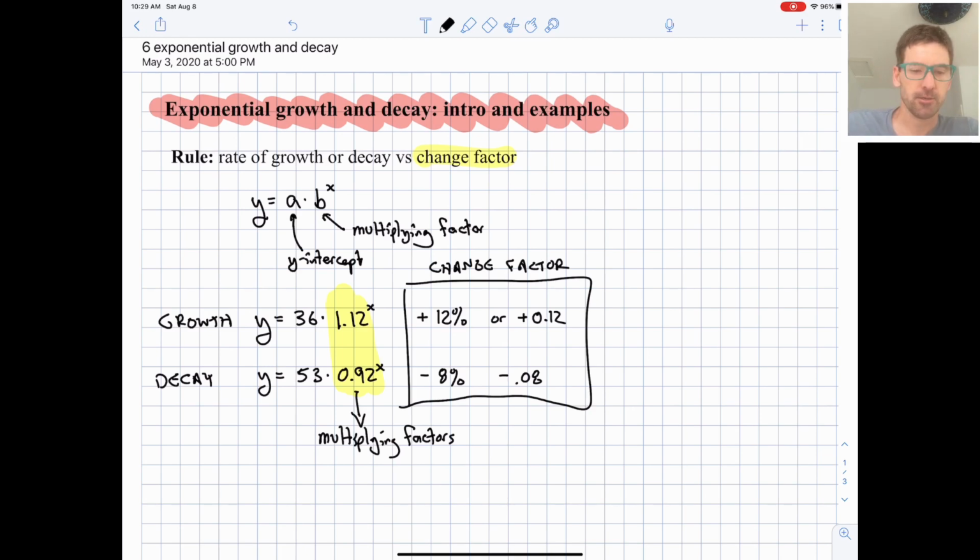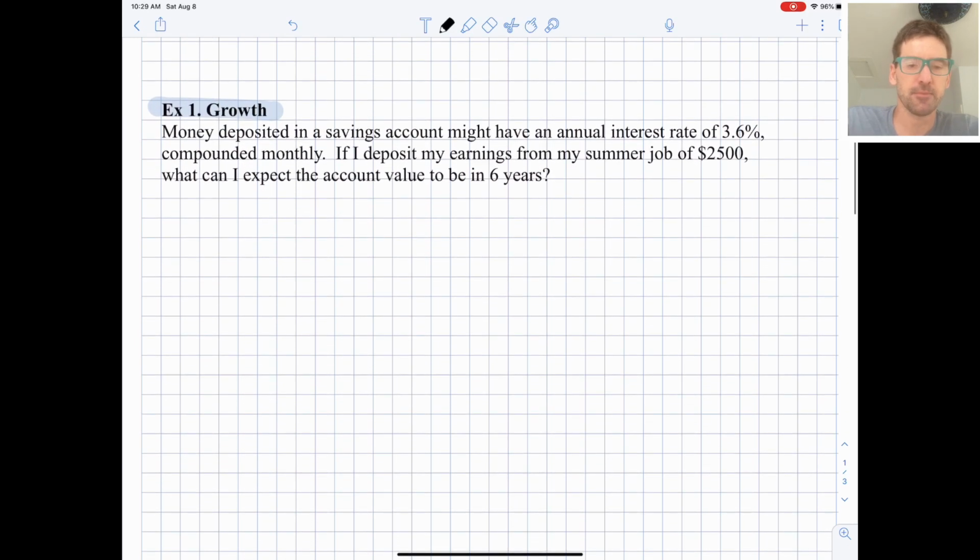All right, so let's go ahead and do a couple examples. So money deposited in a savings account might have an annual interest rate of 3.6%, compounded monthly, so that means every month we get 1/12 of 3.6% added in to our bank account. So keep in mind that whenever we talk about interest rates, it's almost always an annual interest rate. Okay, so 3.6% averaged overall per year. If I deposit my earnings from my summer job of $2,500, what can I expect the value to be in 6 years?